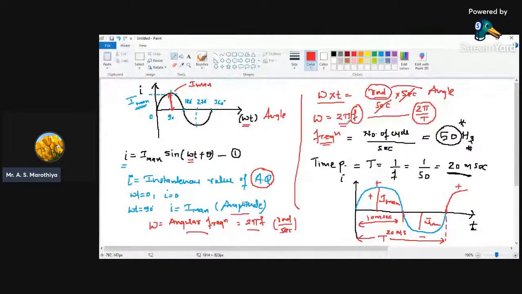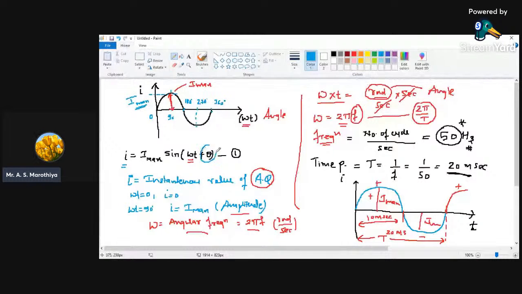And then we discussed the concept of frequency, which is nothing but cycles per second. And then the concept of time period, which is nothing but the inverse of frequency. That means the duration taken by that quantity to complete one cycle. That is nothing but time period. And in the Indian scenario, the frequency is fixed, that is 50 hertz. That's why time period is also going to be fixed, which is 1 by 50. The answer is 20 millisecond. This is very important.